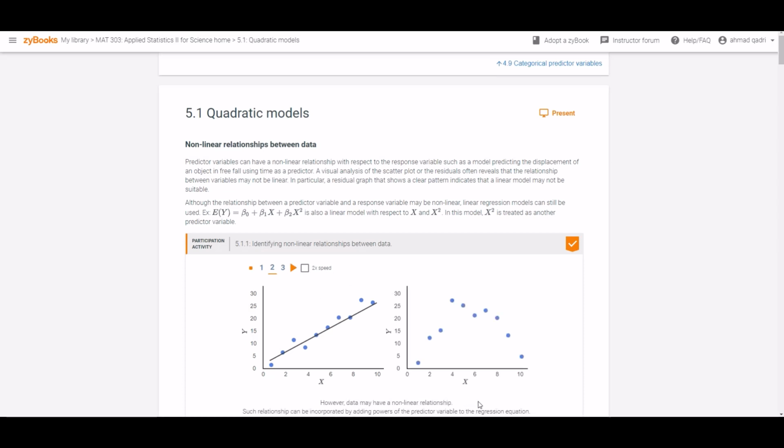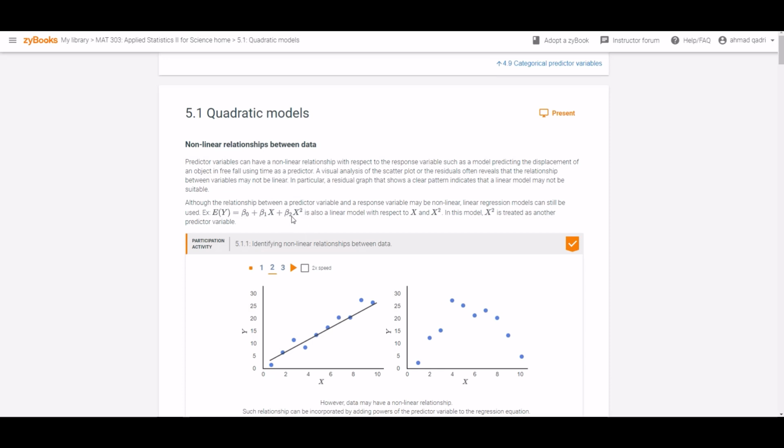Here you will see that we have a relationship like that. Now, in this case, clearly this is not a linear relationship. This is a nonlinear relationship. And we can model that by adding powers of predictor variables to the regression equation. By powers, what we mean is the power that's shown here, for example.